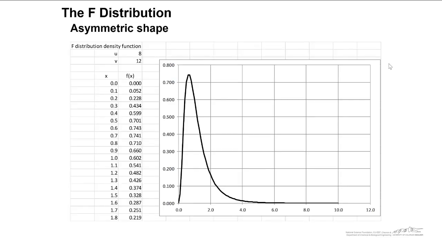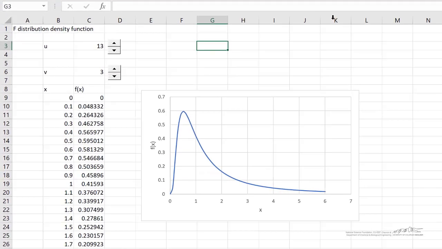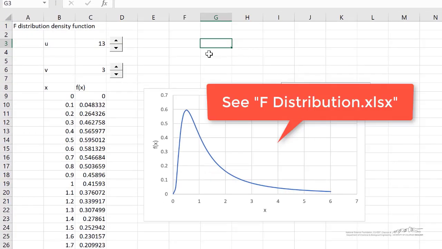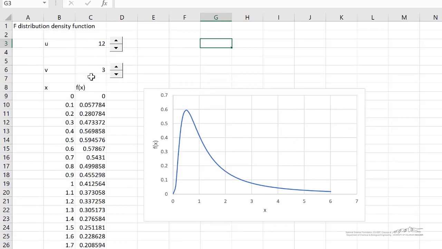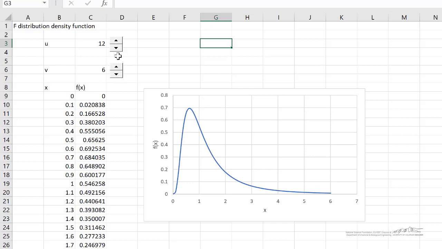The F distribution has an asymmetric shape. Here we have one example. I've also got this file on the course website where we can change the numerator degrees of freedom, U, and the denominator degrees of freedom. That's what the F distribution primarily depends upon. And you see that if we change those degrees of freedom in the numerator versus the denominator, we can change the shape of the F distribution a little bit. The F distribution doesn't change too much, but it does change a little bit, and it's always quite asymmetric.